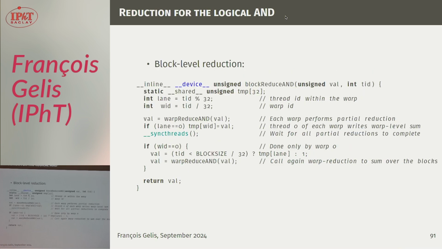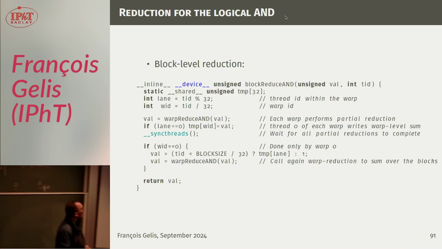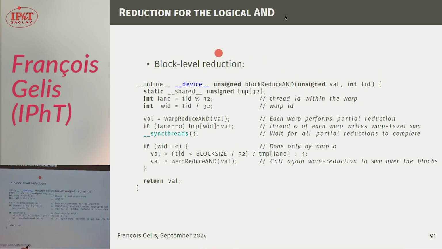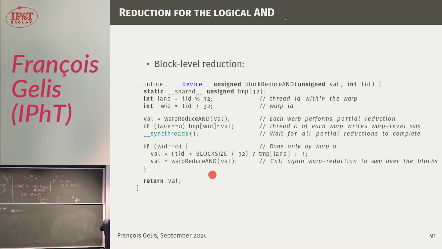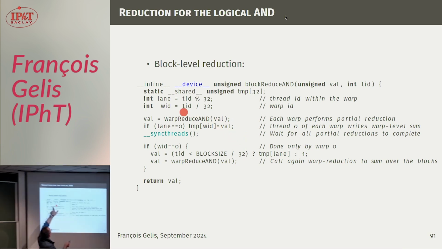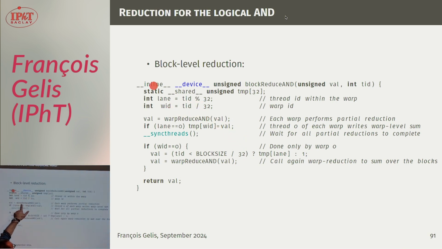And then for the reduction at block level, it's also the same. Everywhere there was a float, you put unsigned. And then instead of calling this function for doing the sum, the warp reduce sum, you call warp reduce AND. And then the other change is here, of course, in this call.